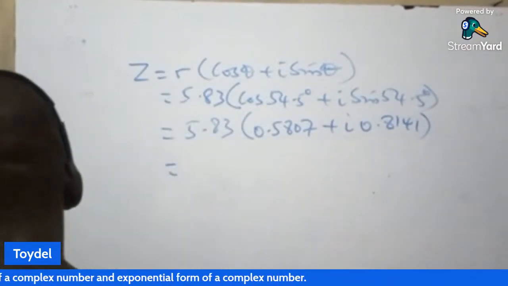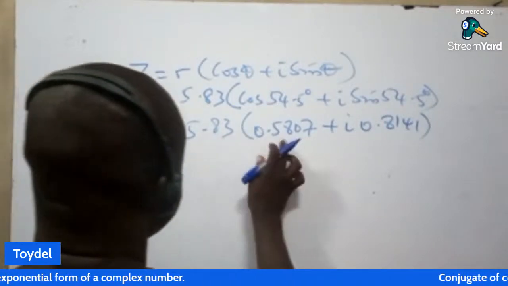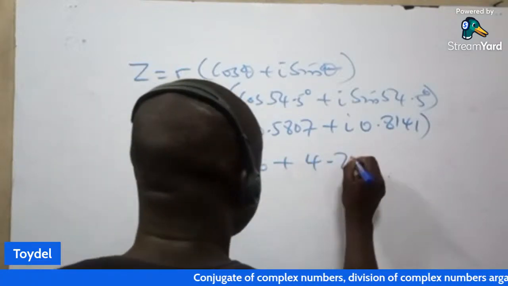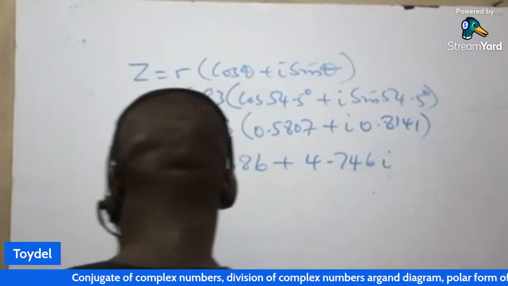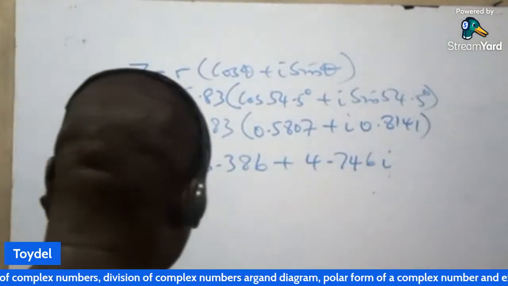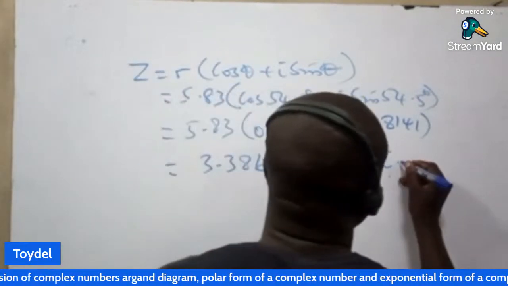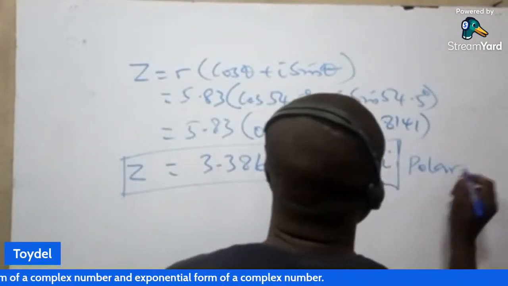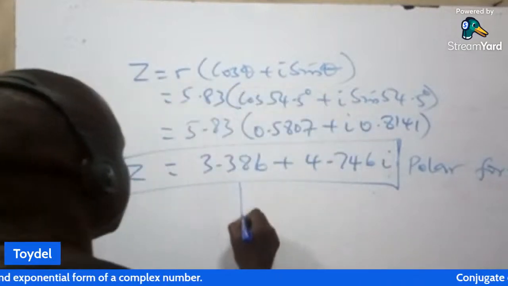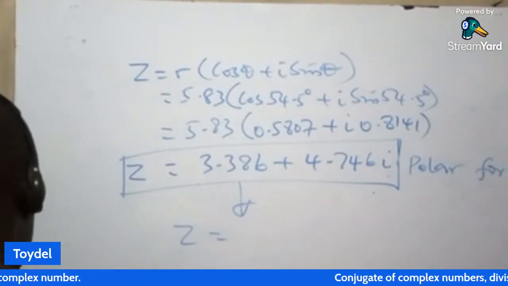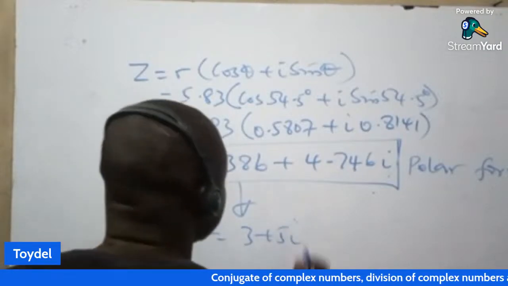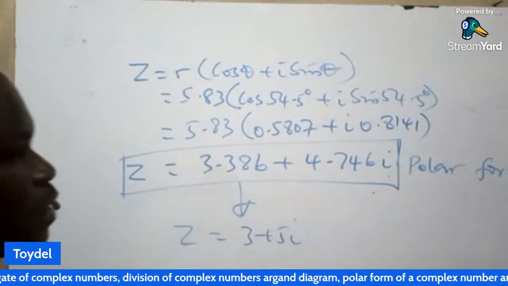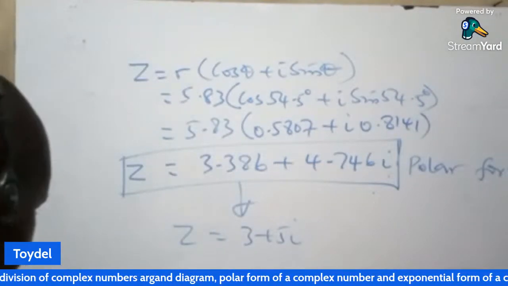From there, I can use this 5.83 to multiply this. I'm going to get 3.386 plus 4.746i. That's what I'm going to get in polar form. This will be the value of z in polar form. We were given z in standard form as 3 plus 5i, so if you convert this from standard form to polar form, this is what we get as the value of z.